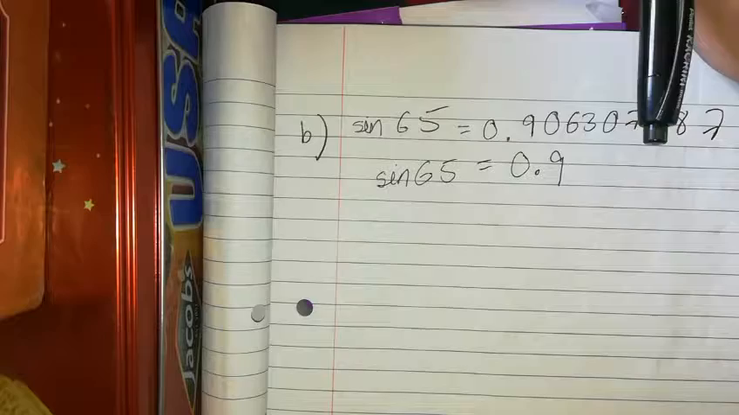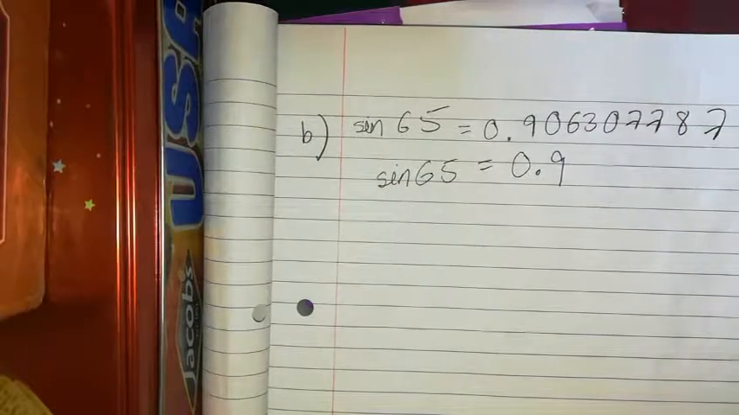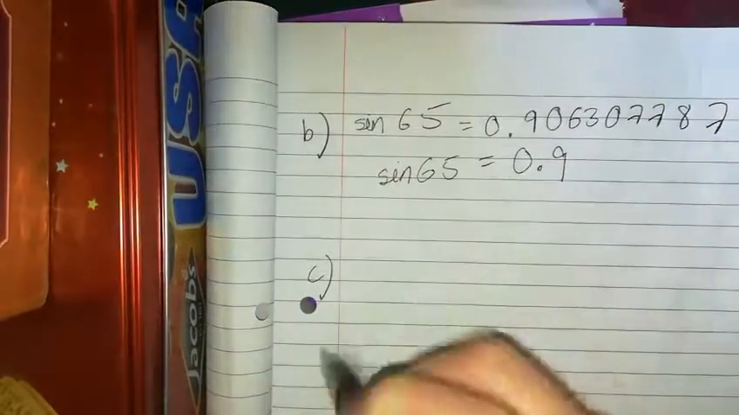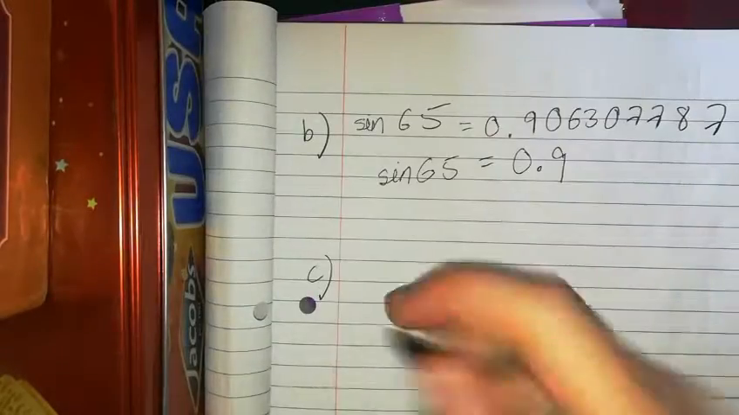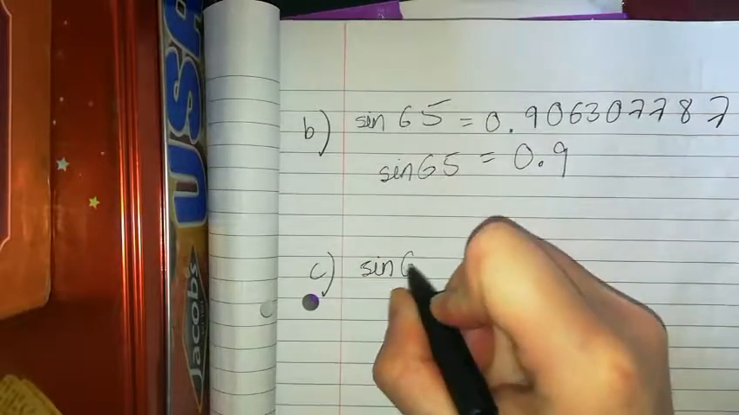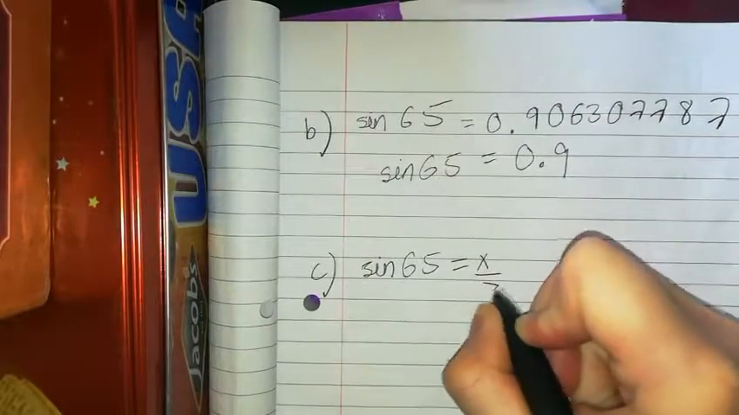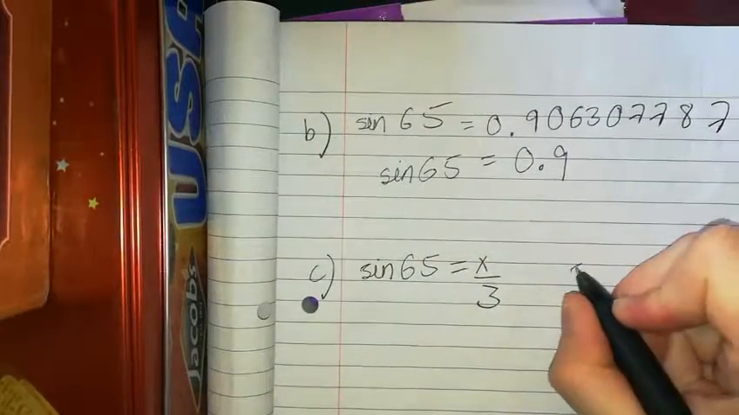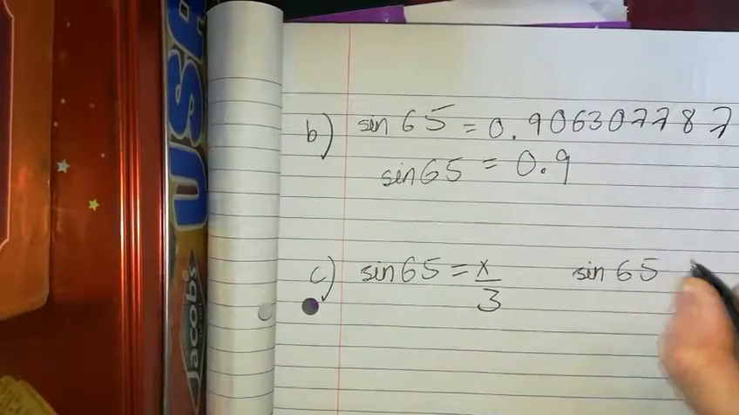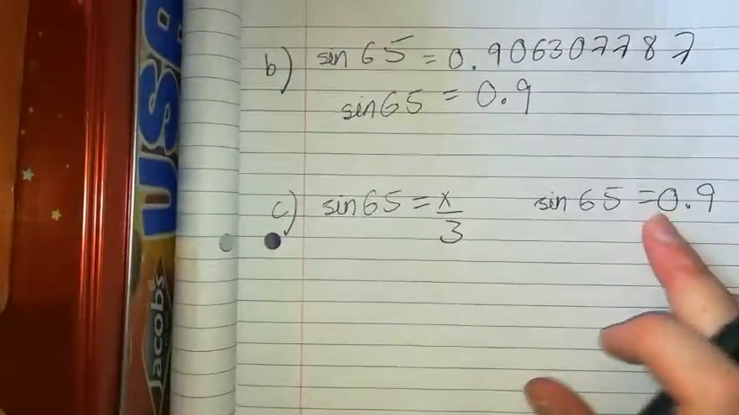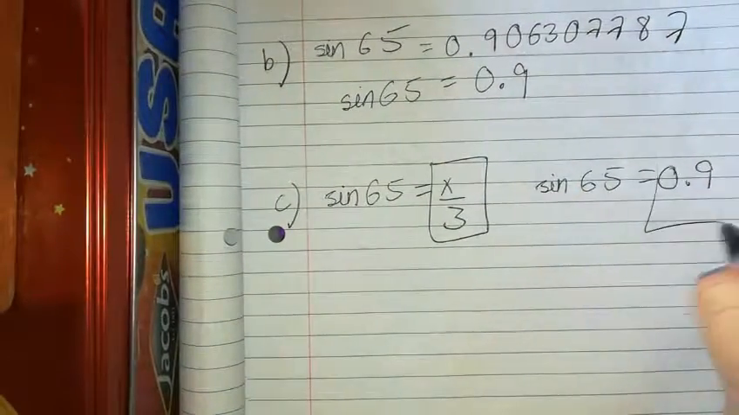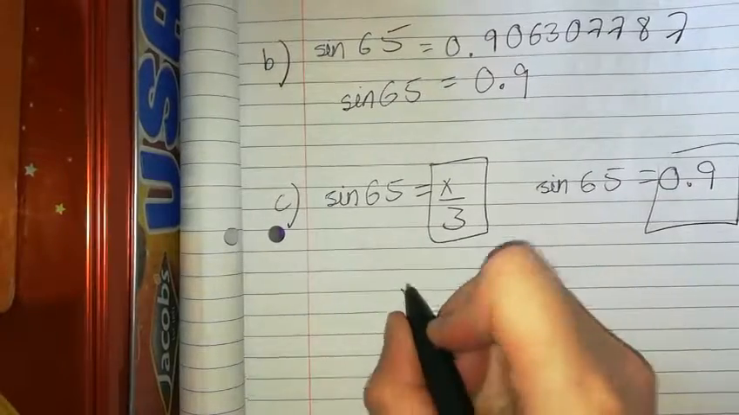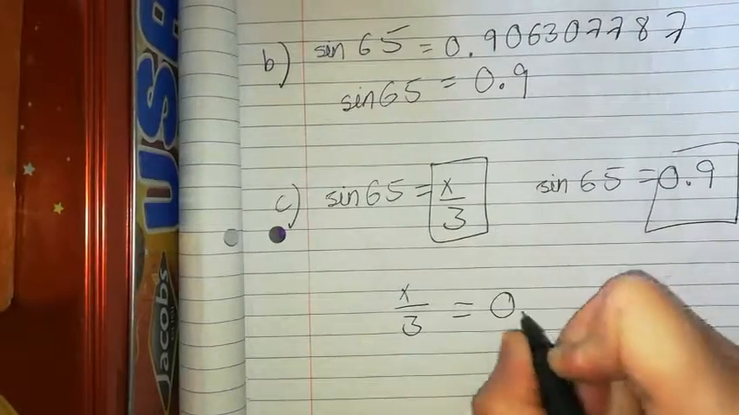Then it says, use your answer from part A and part B to find the value of x. What we got from part A was sin of 65 is equal to x over 3, and in part B, we got sin of 65 is equal to 0.9. Sin of 65 is equal to this, and sin of 65 is equal to this, so we can let them equal each other to find x. So x over 3 is equal to 0.9.